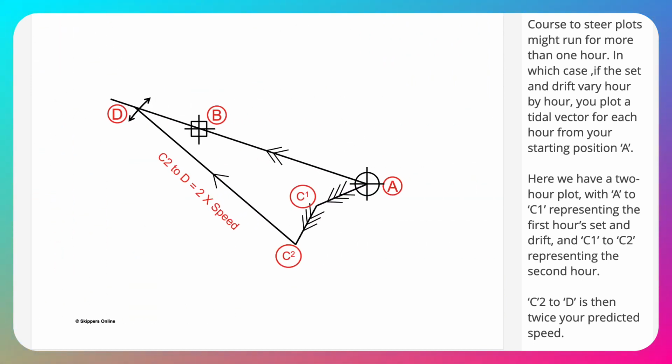Course to steer plots might run for more than 1 hour, in which case, if the set and drift vary hour by hour, you plot a tidal vector for each hour from your starting position A. Here we have a 2-hour plot, with A to C1 representing the first hour's set and drift, and C1 to C2 representing the second hour. C2 to D is then twice your predicted speed.